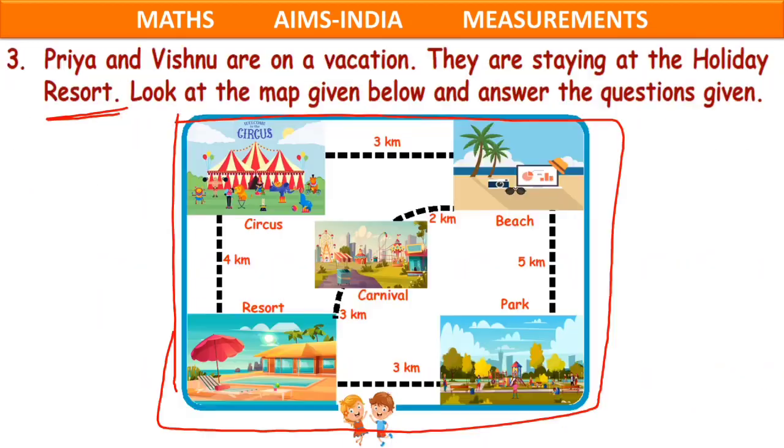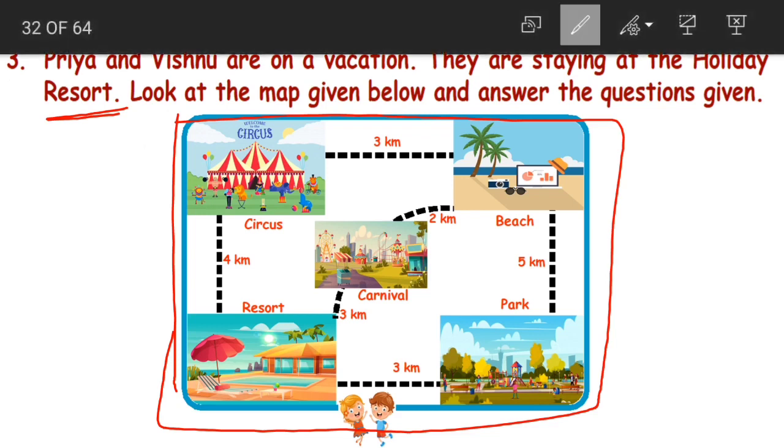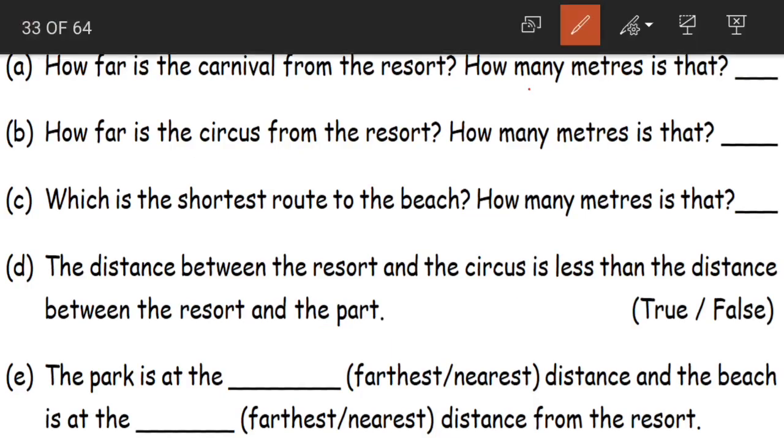How far is the carnival from the resort? Where is the carnival here? Carnival is here. And where is the resort? Resort is here. Now how far is the carnival from resort? What is the distance between these two? It is 3 kilometers. But what do they want? They want the distance in meters. So 3 into 1000 is equal to our 3000 meters becomes the answer.